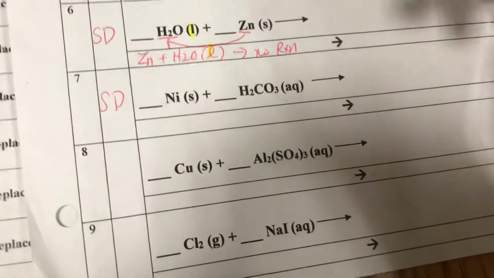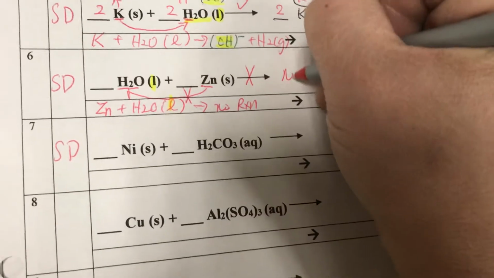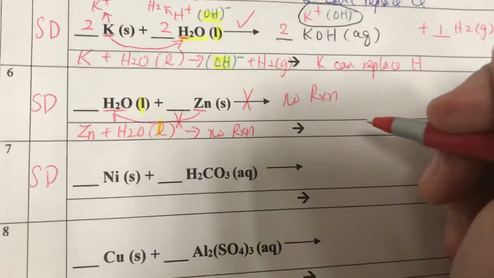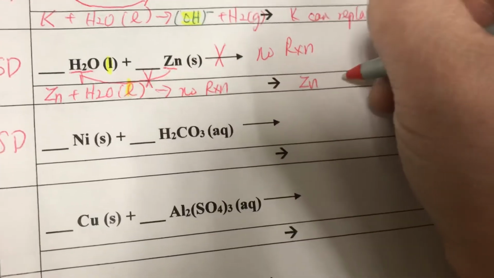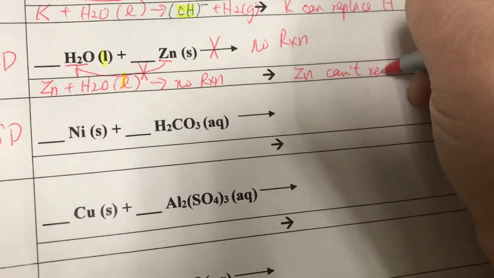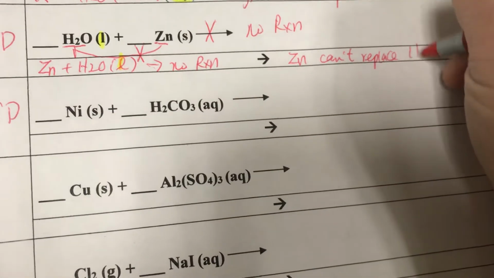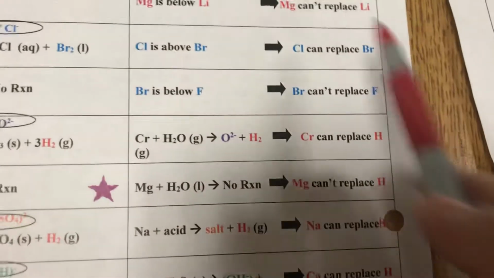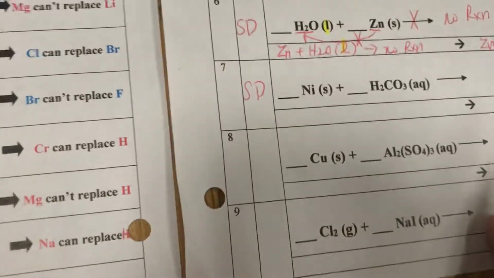If it's no reaction, I'm gonna draw like this, no reaction, and then also no reaction. Because there's no reaction here, that means zinc cannot replace hydrogen. Anything with no reaction, you cannot do a replacement, right? So all the explanations are here. Now I'm gonna do number 7.